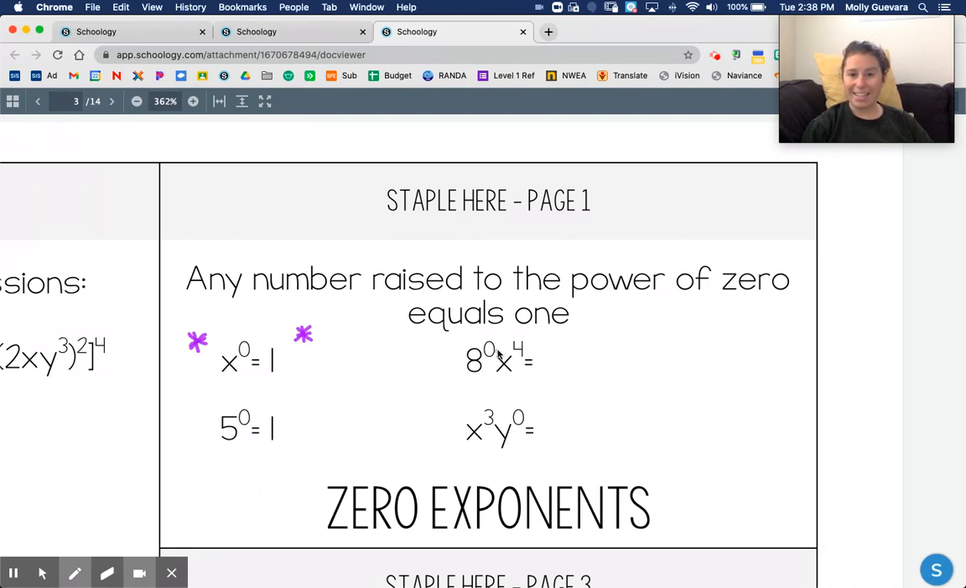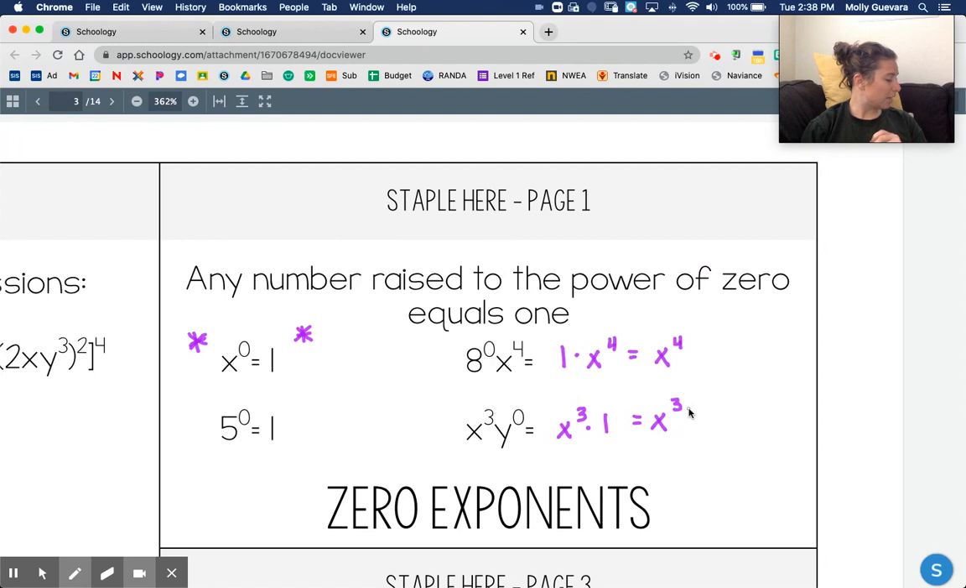Here I have 8 to the 0, which is 1, times x to the 4th. So I just get x to the 4th. Okay, here I have x to the 3rd times y to the 0, and y to the 0 is 1. So I just get x to the 3rd. So a pretty simple rule about our exponents, but one that is easily forgotten and often missed, okay? Anything to the 0th power is 1.